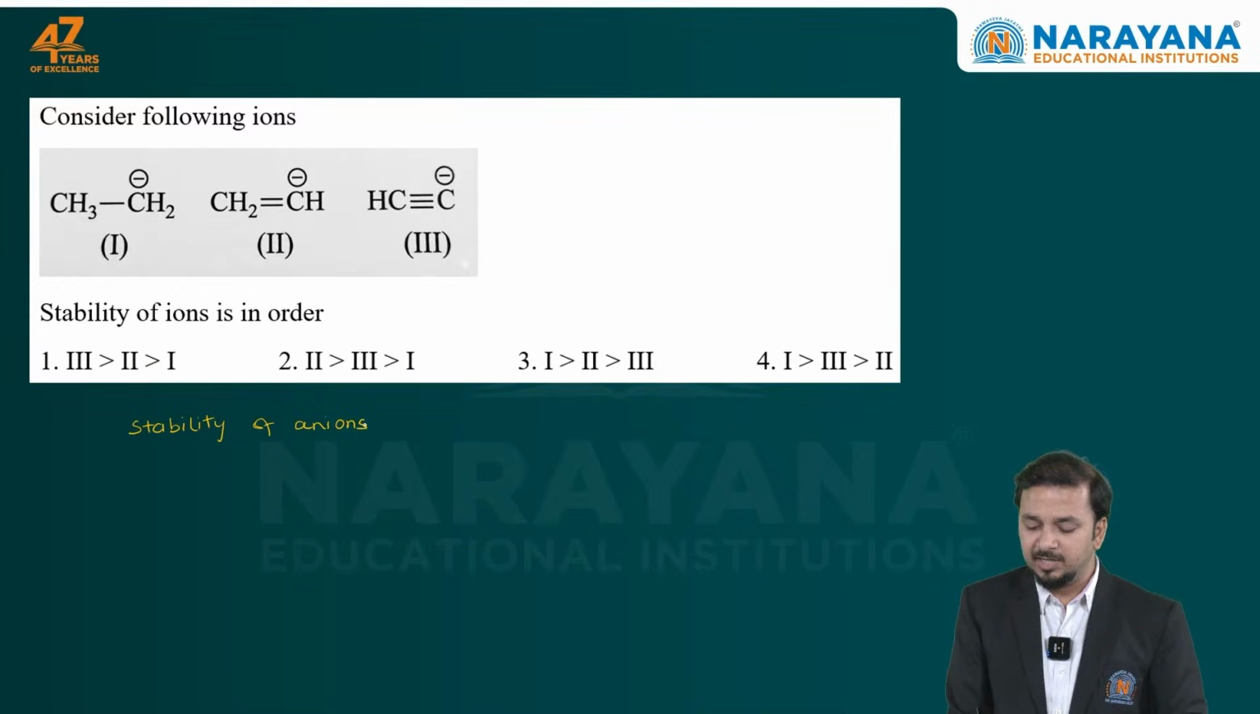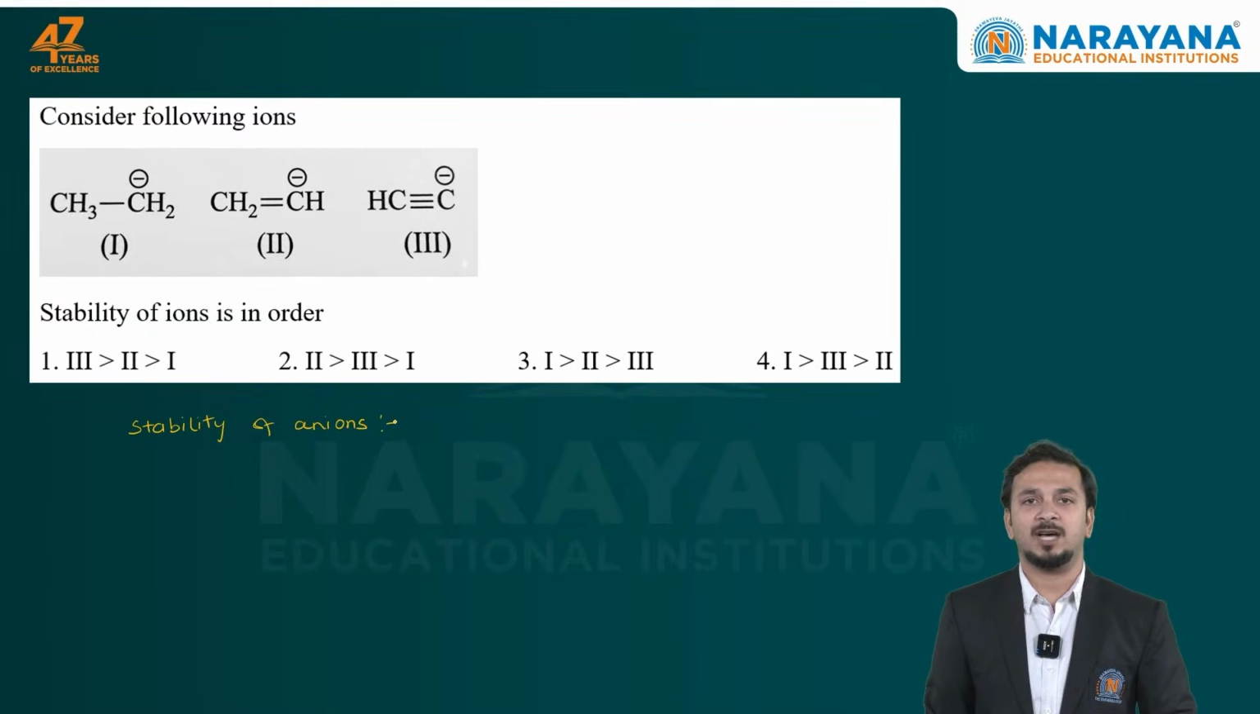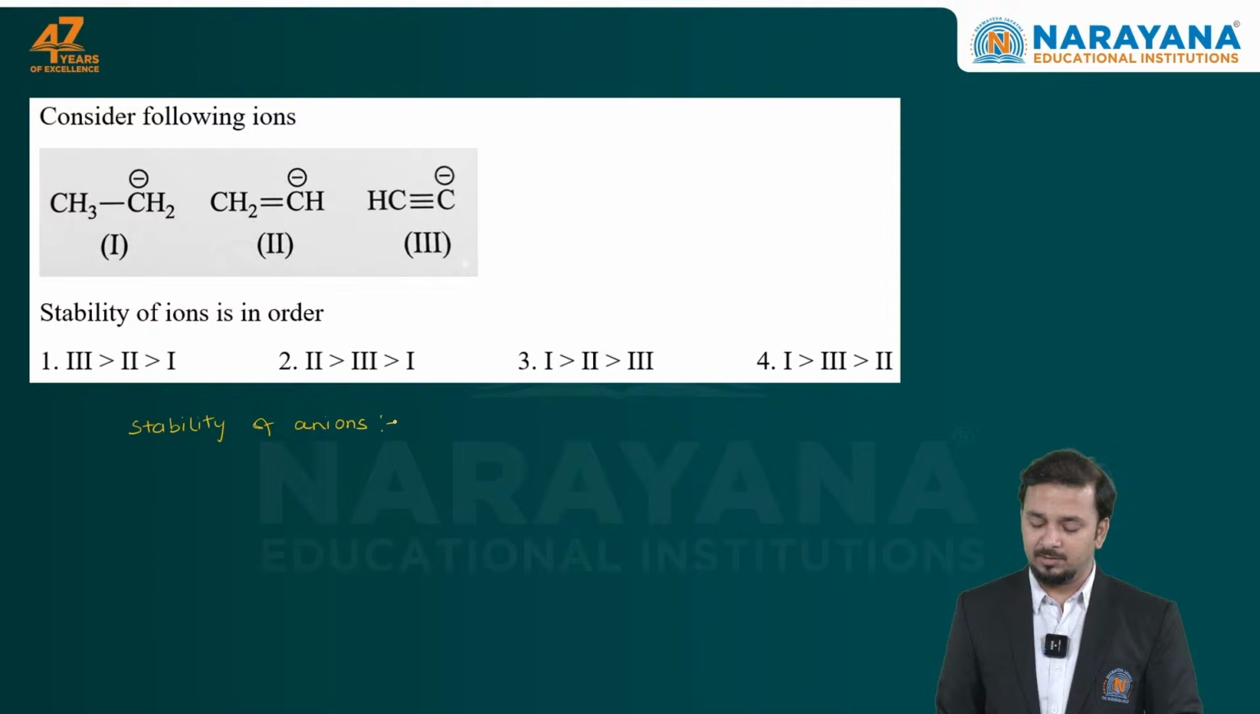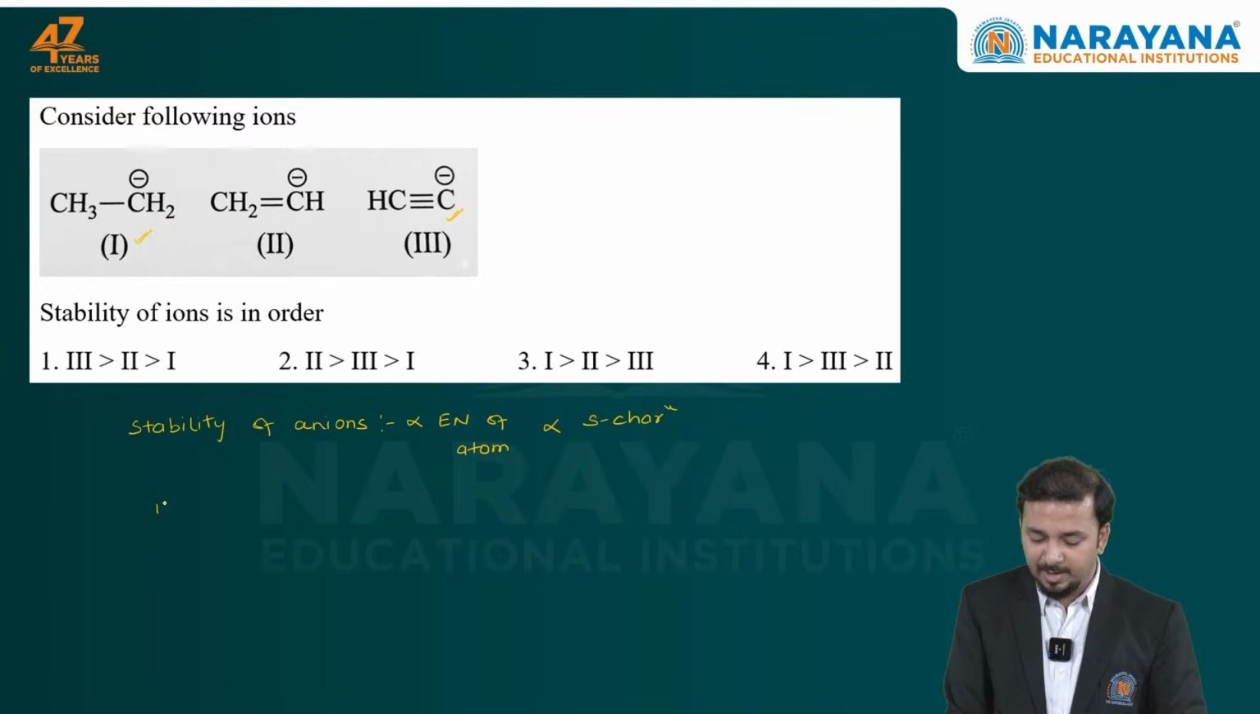and we can see that negative charge is present on the same atom, that is carbon, but the difference in all these 3 cases is the hybridization or the S character. More S character is present in third compound and least S character is present in first compound. So we can write stability of anions is directly proportional to electronegativity of atom, which ultimately is proportional to S character. So we can say more S character, there will be more stability, and because of that 3 will be maximum stable, then it will be 2, then it will be 1.